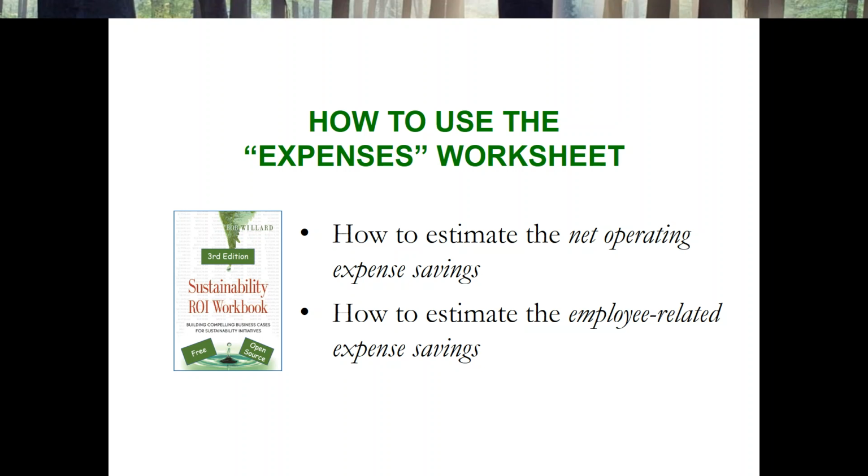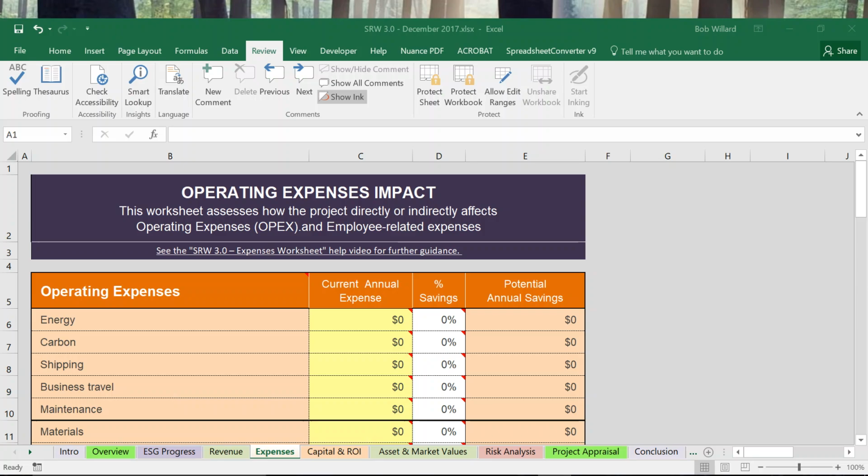The expenses worksheet in the Sustainability ROI Workbook is used to calculate how the proposed project will save the company both operating expenses and HR-related expenses. Let's take a look at how it does that.